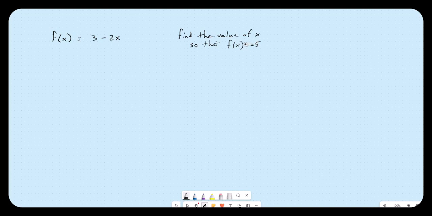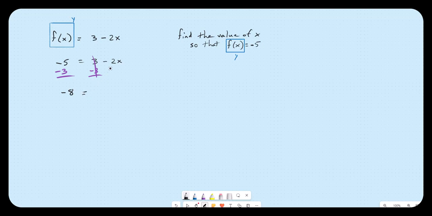So I'm going to, again, just replace these f of x's with y's. Call this thing y, and this thing y, and now I've got something a little bit easier. So negative 5, because y is negative 5, equals 3 minus 2x. I'm solving for x, so I'm going to subtract off my 3. It goes away here, and negative 5 minus 3: I'm already 5 below 0, and going 3 more below 0 gives negative 8.